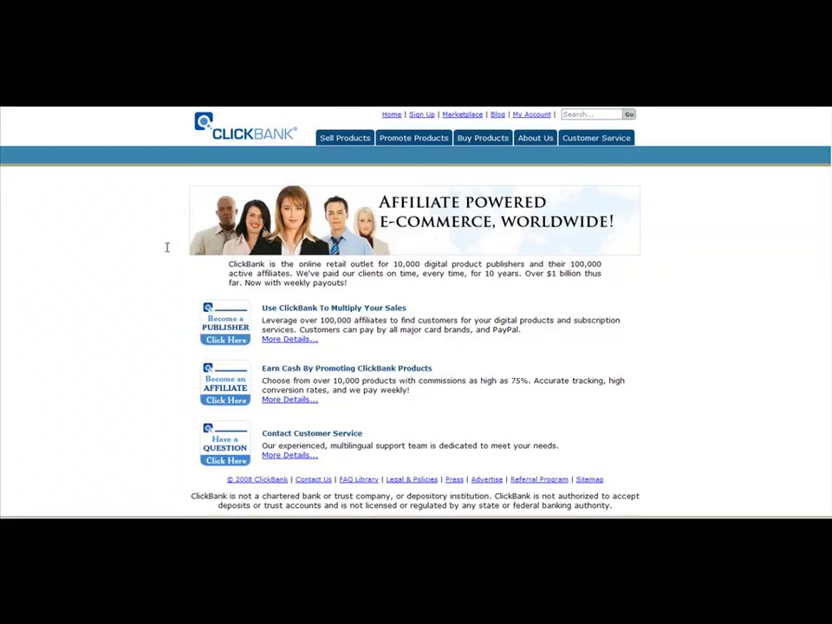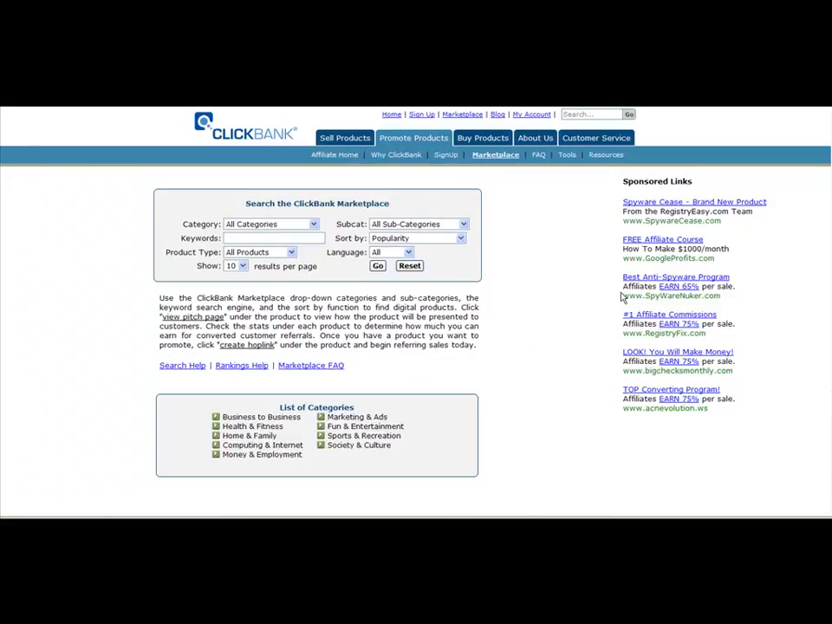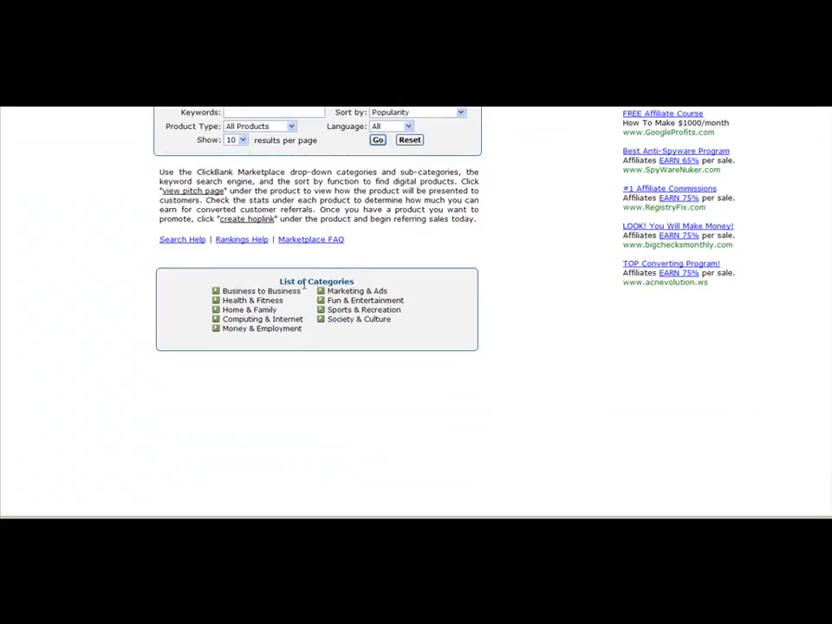So the first thing that you're going to want to do is go over to clickbank.com again and click on promote products, and over here in the second drop-down window you're going to go ahead and click on marketplace. Now that you have clicked on Marketplace, you're going to see a page that looks something like this. It enables you to search ClickBank, or you can go under the list of categories. In my opinion, this is the easiest route to go because it's a quick way for you to identify niches to go into.